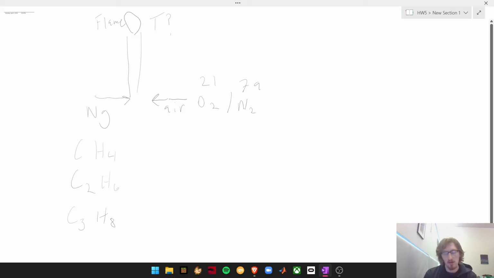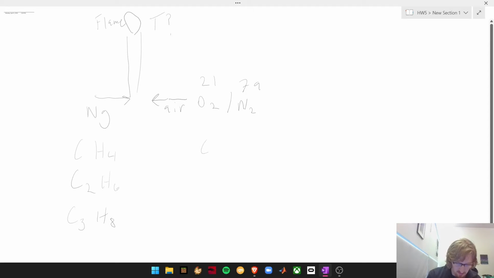And the way we're going to go about doing this is determining the ratio of moles in our inlet and our outlet streams, and then using some equations for the enthalpy of the reaction and to determine the change in enthalpy throughout the reaction. So first off, let's start off with the stoichiometry of the combustion of each of these.